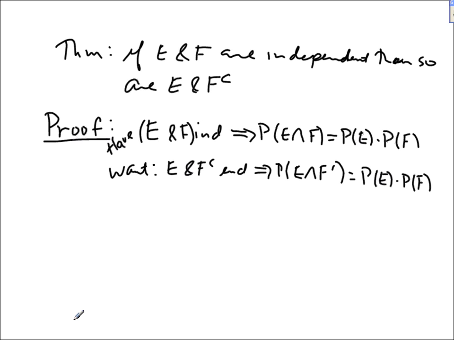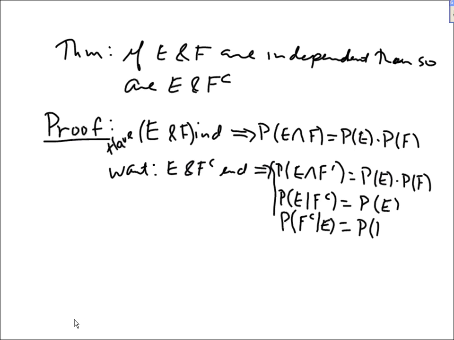Or P of E given F complement is equal to P of just E. Or if I switch it, P of F complement given E is just P of F complement. The given parts don't matter if they're independent. Okay.